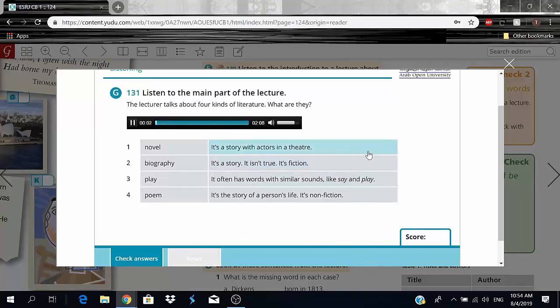Exercise G. Listen to the main part of the lecture. Firstly, there are novels. A novel is a story. Novels often tell the story of a person's life, but the story is not true. We call this type of literature fiction.